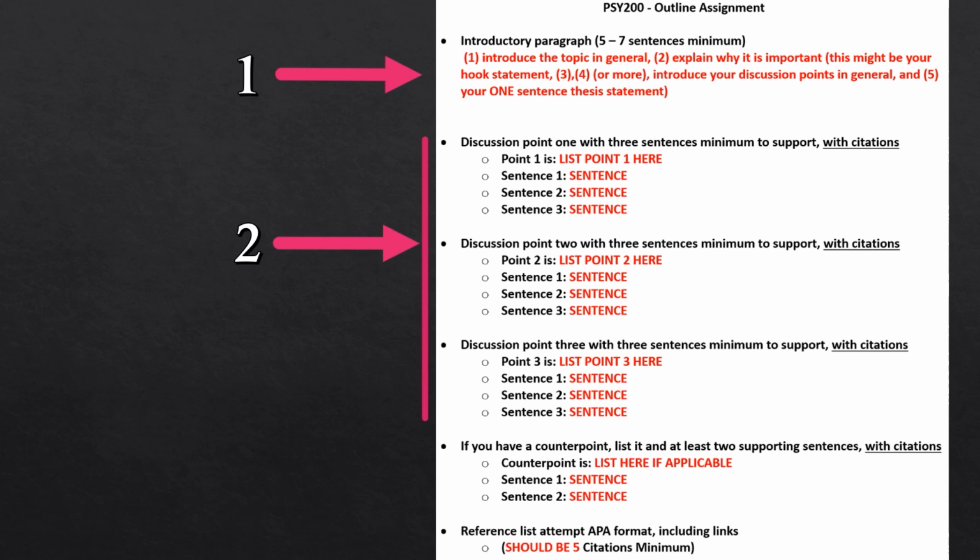Second, we're going to talk about our discussion points, and we will do this for each of them. There is a minimum of 3 for my class, but if you have more, that's totally fine. But what we're going to do here is list our point, and then we're going to list 3 sentences that are supporting our point with citations.